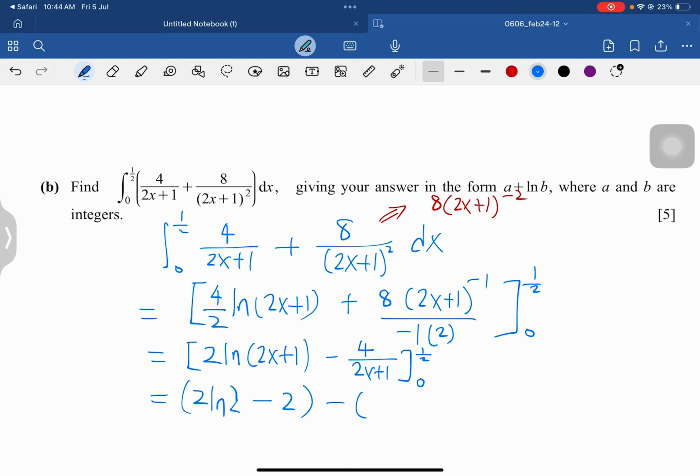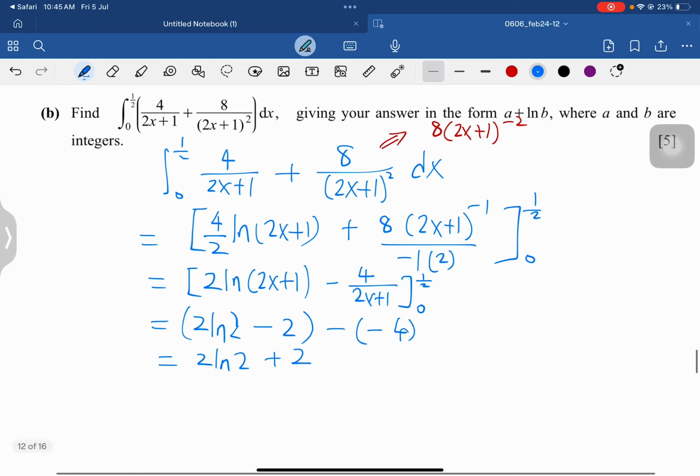0 times 2 is 0, 0 plus 1 is 1, ln 1 is 0, so the first term is gone. Minus, remember to write the minus sign first. Sub in the 0, 0 times 2 is 0, 0 plus 1 is 1, 4 over 1 is 4. So your answer is going to be 2 ln 2 minus 2 plus 4. That will be your final answer.